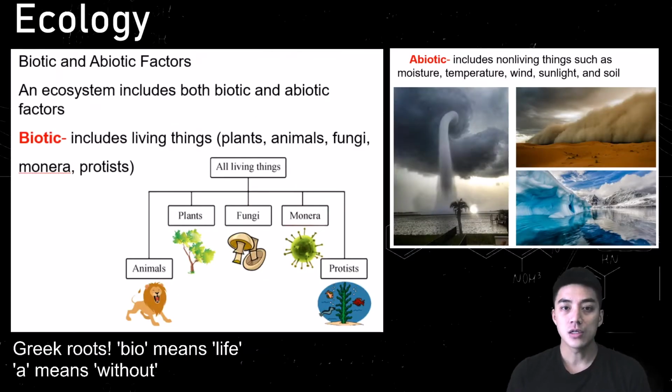An ecosystem includes both biotic and abiotic factors. So if you reflect back to your Greek roots, the Greek root bio means life, and the prefix a means without. So that can help you remember that biotic just means all the living things. So that would include animals, plants, fungi, monera, and protists. And your abiotic factors would include things like moisture, temperature, humidity, climate, rocks, soil, all the non-living things.